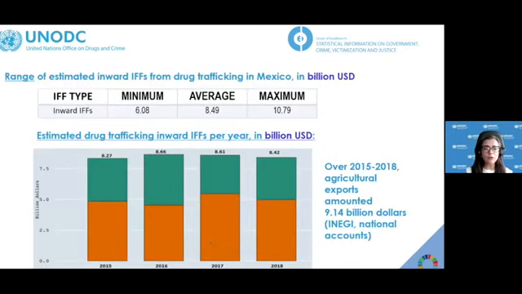And the results were as follows, as you can see in the slide. The ranges of the inward illicit financial flows associated to drug trafficking in Mexico, expressed in billion US dollars, have an average of 8.49 billion US dollars. We produced the estimates for 4 years, and you can see the breakdown there per year and per substance. And this is part of the results. The report also contains the results for drug trafficking in other countries such as Peru and Colombia and Ecuador as well.